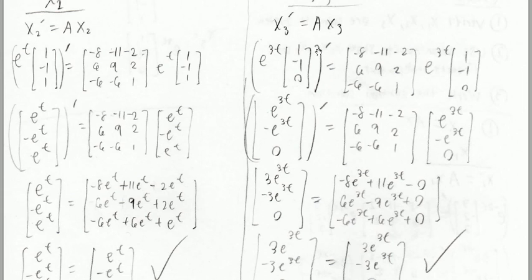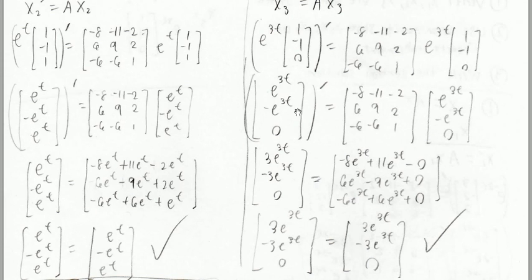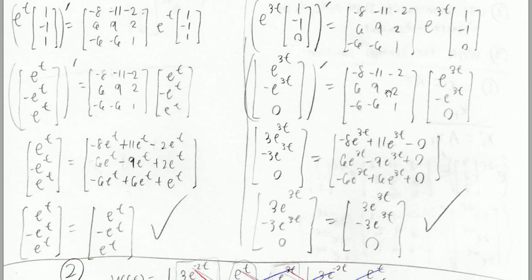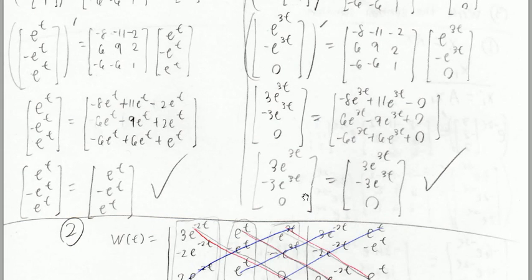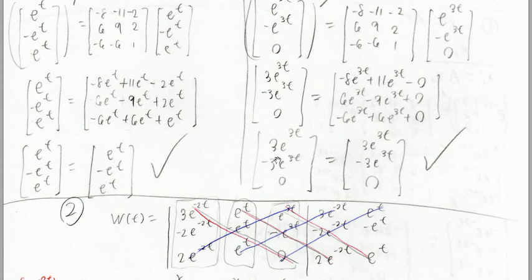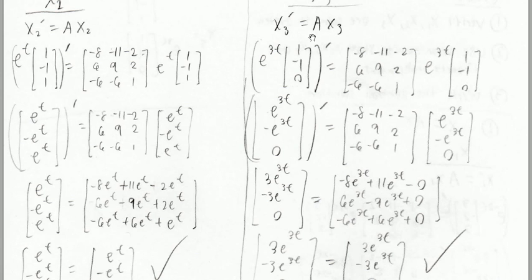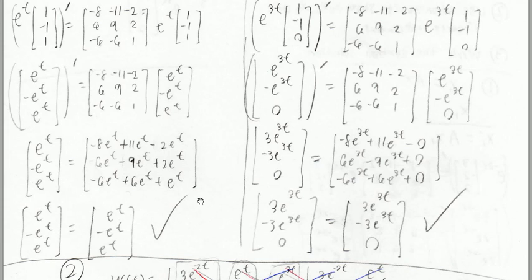And then for x3, do the same thing. Distribute the e to the negative t on each side right here. And then you take the derivative of the left side, multiply the two matrices on the right side, and then you verify that x3 is a solution to the system because both sides are equal to each other.